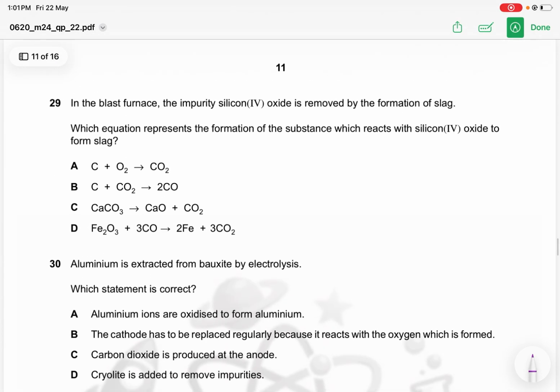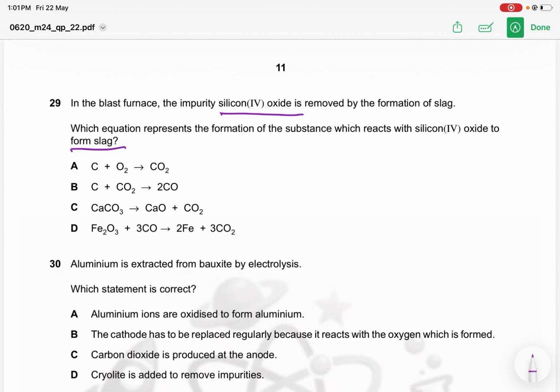Next, 29th. In the blast furnace, the impurity silicon 4 oxide is removed by formation of slag. Which equation represents the formation of substance which reacts with silicon oxide to form slag? So the first, carbon plus oxygen gives carbon dioxide. A and B are the options which are the starting reactions, so they form the reducing agent.